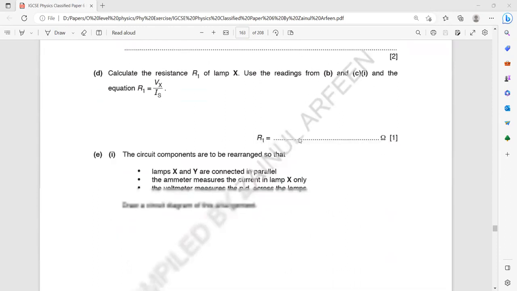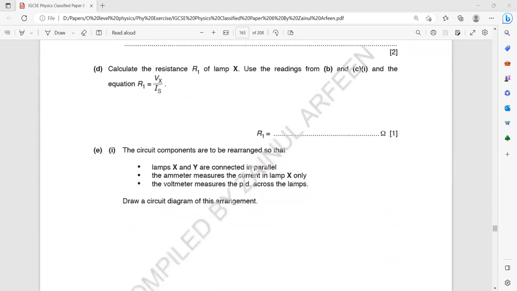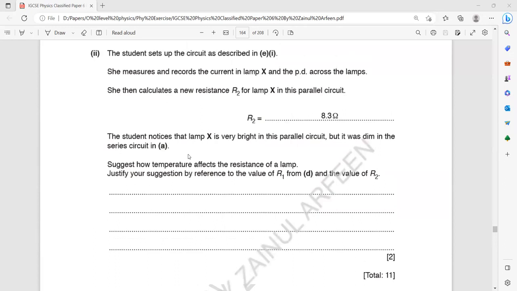What was the value for R1 when we calculated it? It was 3.5 for us. So R1 was 3.5 ohm and R2 is 8.3 ohm. These are the two resistances. And now what's the question? The question is, the student noted this was lamp X.